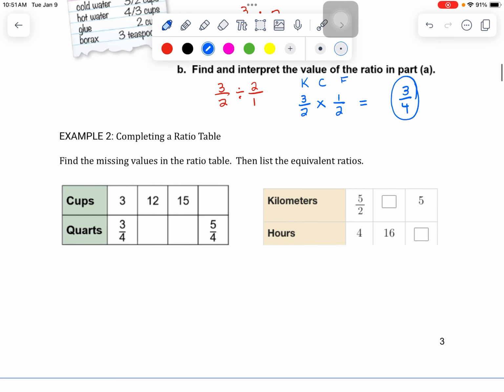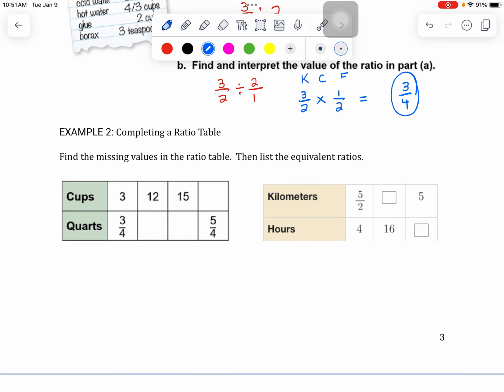All right, looking at example 2, it said find the missing value in the ratio table, then list the equivalent ratios. So in order to find the equivalent value, remember when we're looking at ratios, these have a multiplicative relationship. So to get from 3 to 12, I would need to multiply by 4. So I need to do that same thing to the bottom. So I need to do 3/4 times 4. If I do that, those 4's can cancel out, and I end up getting a value of 3.